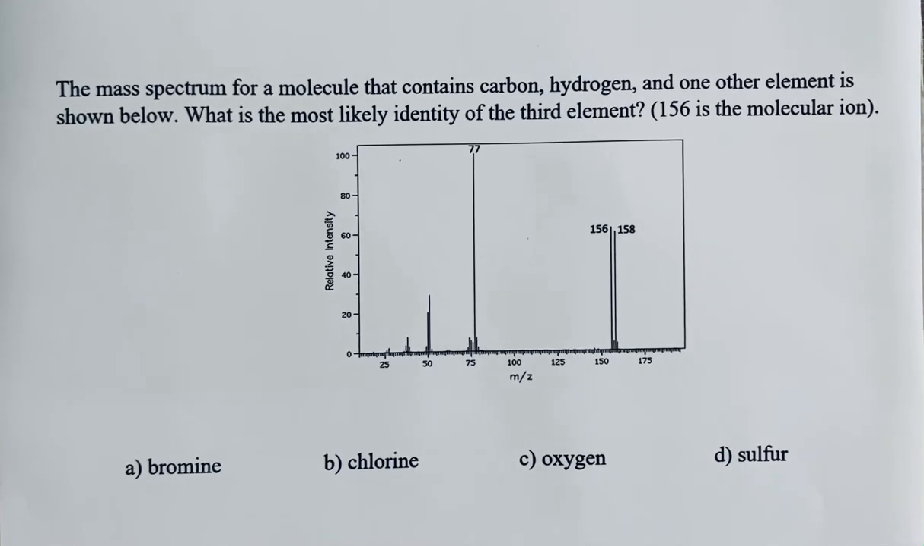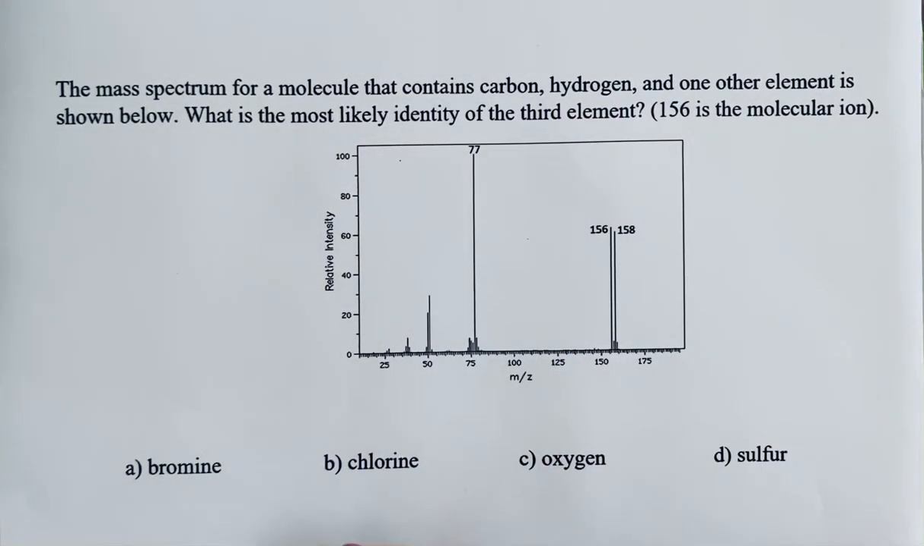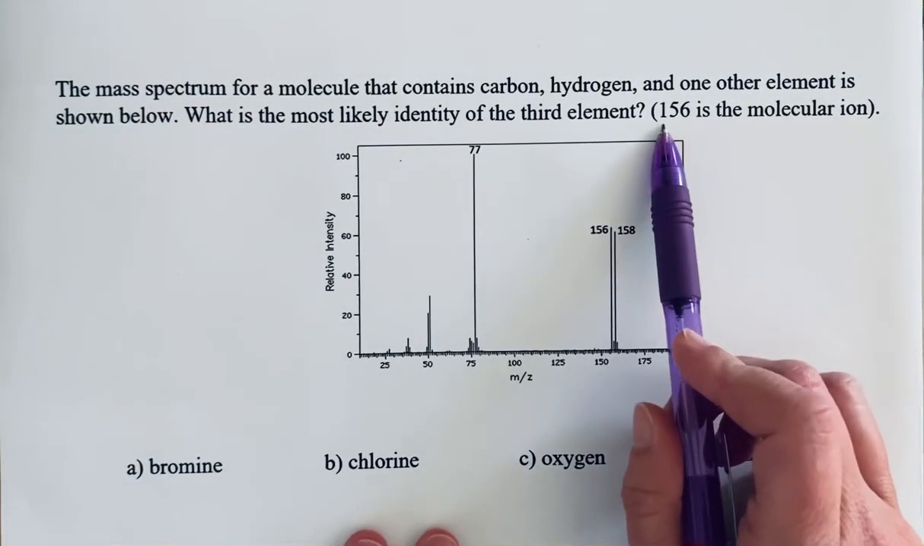The mass spectrum for a molecule that contains carbon, hydrogen, and one other element is shown below. What is the most likely identity of the third element? So we know that this molecule is an organic compound that has just carbon, hydrogen, and one other element. And we're also being told where the molecular ion is.